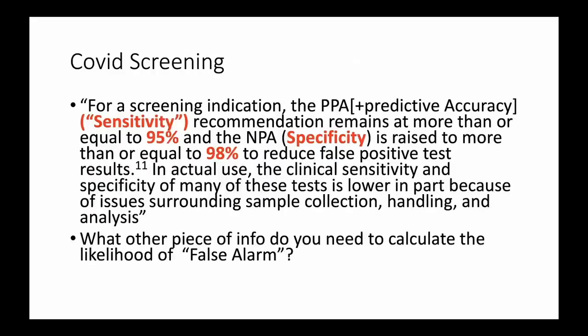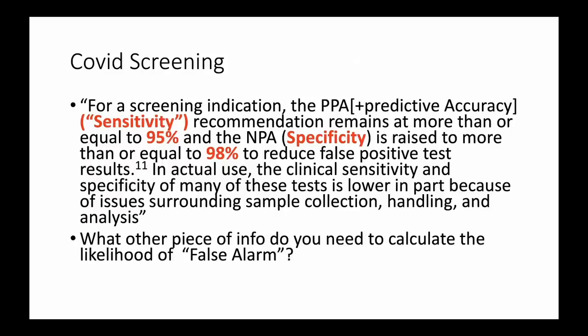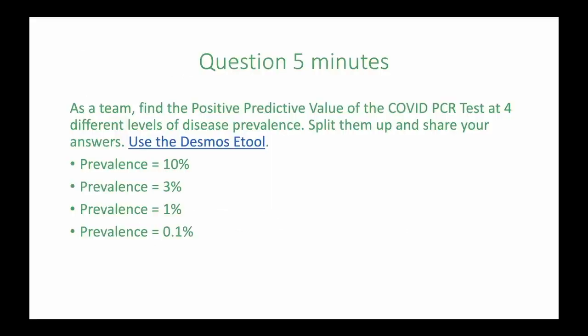And then just a quick comment. This was in your last night's article. The positive predictive value is that number that we're looking at, that conditional probability. All right, on to COVID. You worked with these numbers already, so these are familiar. Now you're going to do the conditional probability for this and figure out the likelihood of a false alarm.